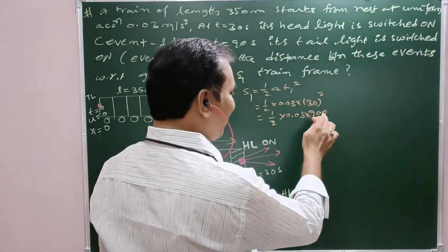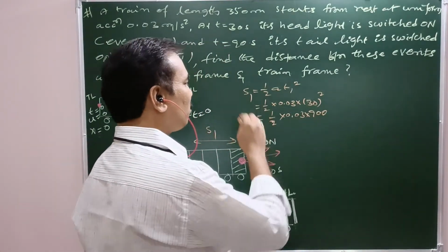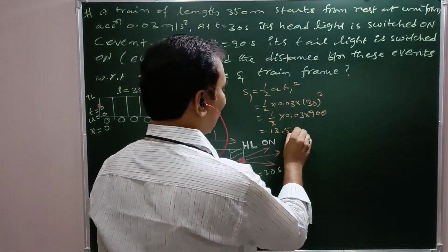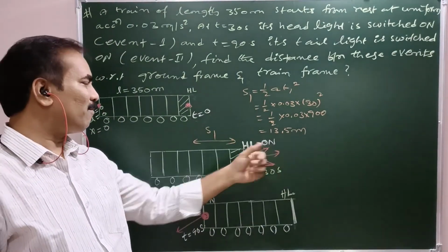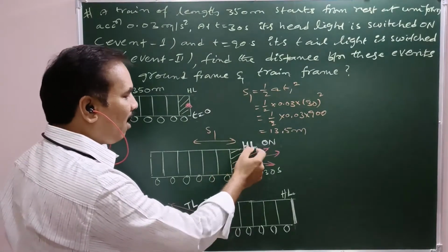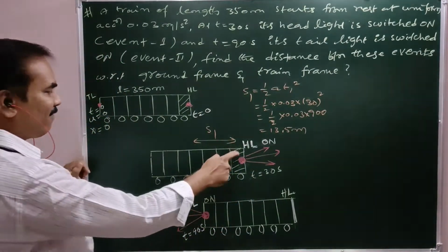So 9 into 100, 100 into 0.03 is 3. 3 into 9, 27. 27 by 2. That is 13.5 meters. So this is the distance covered by the headlight when it was on. Am I right? Now what is the position coordinate of headlight with respect to origin?